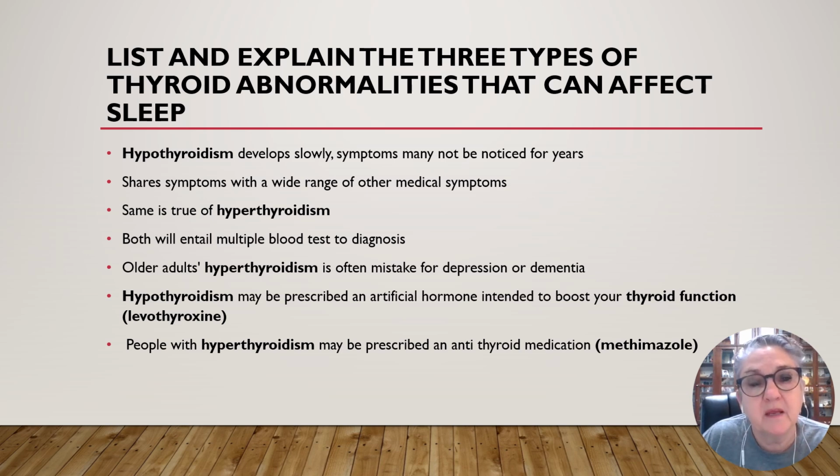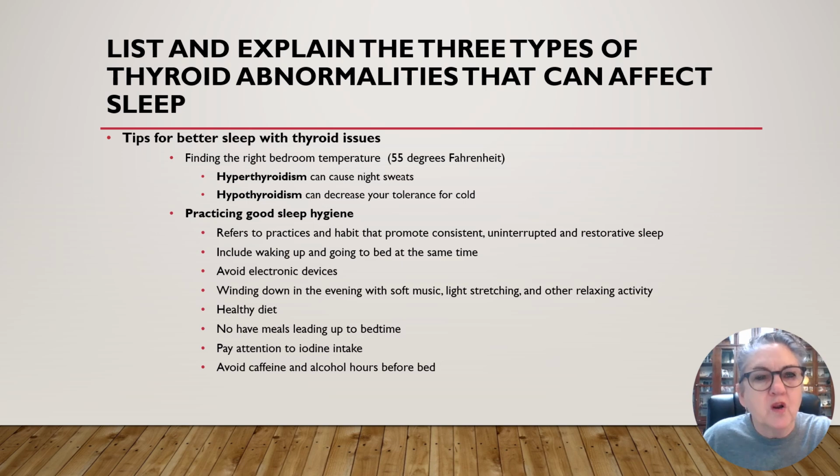Hypothyroidism develops slowly, and symptoms may not be noticed for years. It shares symptoms with a wide range of other medical conditions. The same is true for hyperthyroidism. Both will entail multiple blood tests to diagnose. In older adults, hypothyroidism is often mistaken for depression or dementia. Hypothyroidism may be treated with an artificial hormone intended to boost your thyroid function, known as levothyroxine. People with hyperthyroidism may be prescribed an anti-thyroid medicine called methimazole.